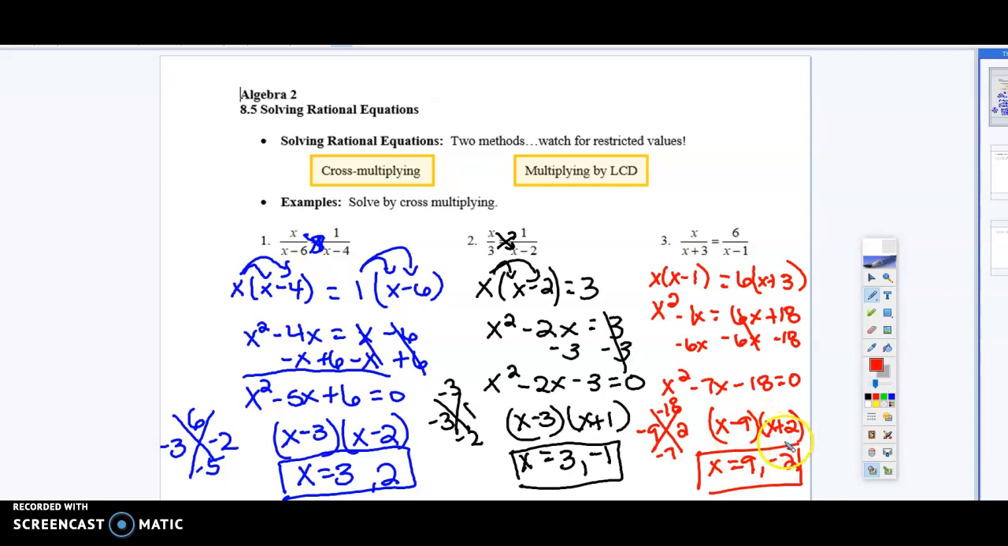How many of y'all got that right? Yes. Okay. LCD is least common denominator. Yeah. All right, ready to move on?